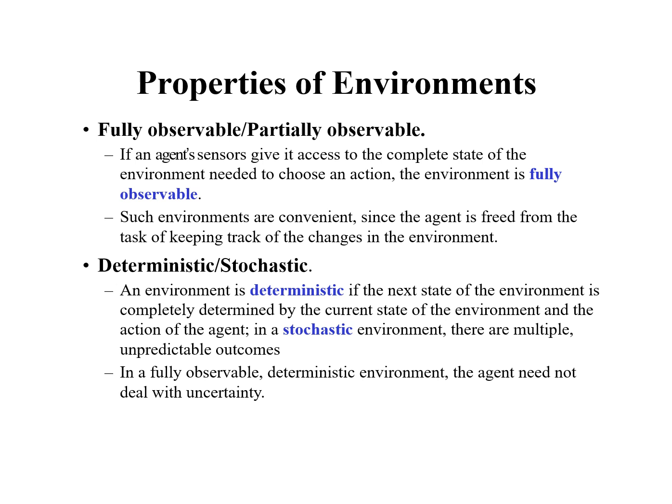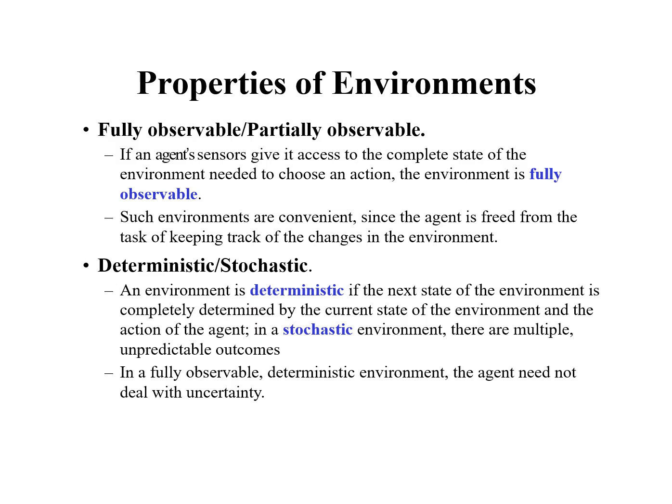Next, we will be passing to the next point, that is deterministic or stochastic. An environment is deterministic if the next state of the environment is completely determined by the current state of the environment and the action of the agent. In a stochastic environment, there are multiple unpredictable outcomes. In a fully observable deterministic environment, the agent need not deal with uncertainty.